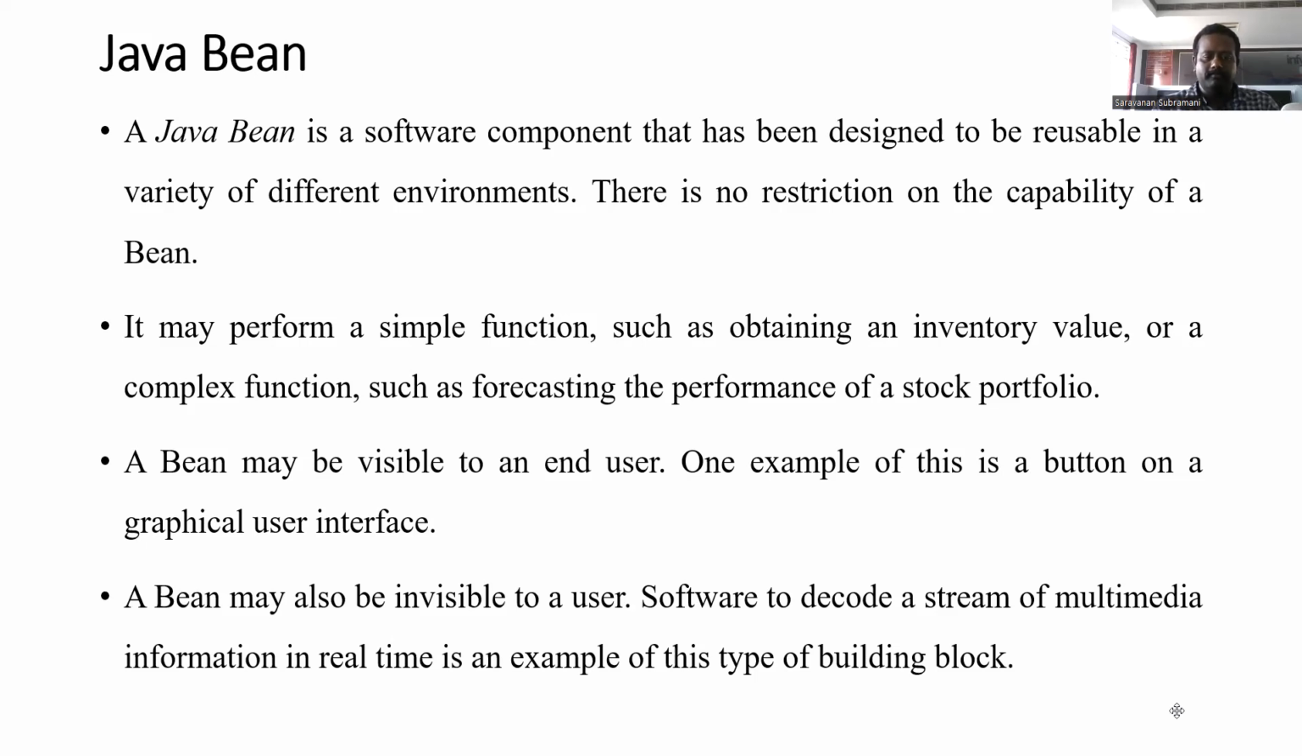A bean may be visible to an end user. One example of this is a button in a graphical user interface. So that button click acts like a bean activity. The bean may also be invisible to the users. Software to decode a stream of multimedia information in real time is an example of this type of building block. So we can use the Java Bean for simple and complex functions, as user-visible and invisible types of activities.